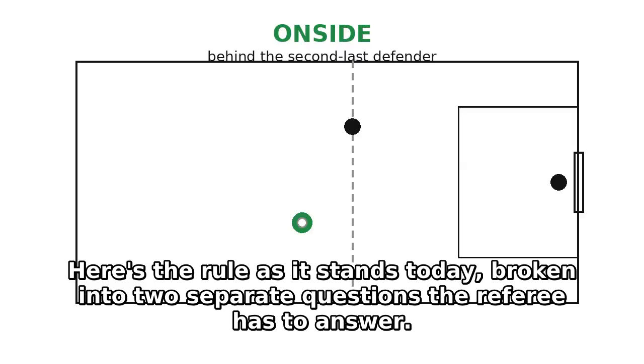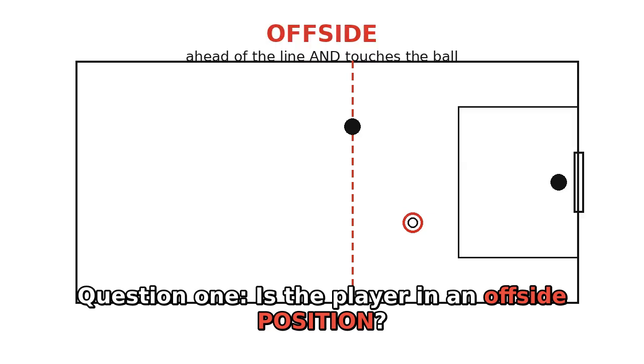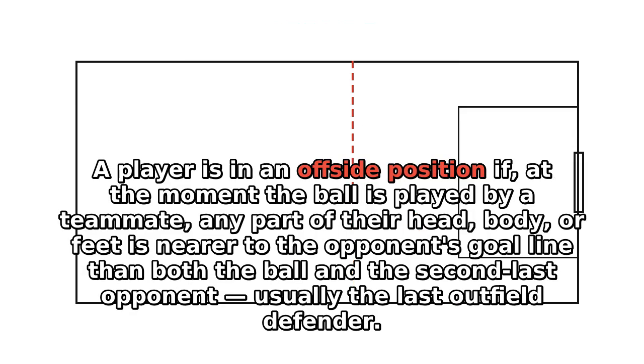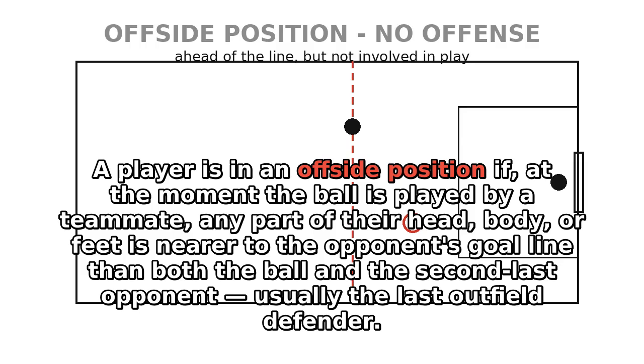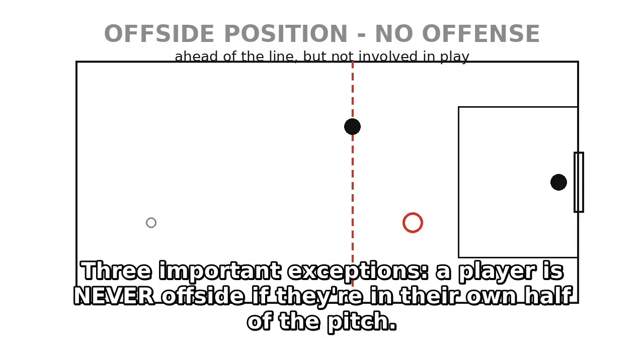Here's the rule as it stands today, broken into 2 separate questions the referee has to answer. Question 1. Is the player in an offside position? A player is in an offside position if, at the moment the ball is played by a teammate, any part of their head, body, or feet is nearer to the opponent's goal line than both the ball and the second last opponent, usually the last outfield defender.